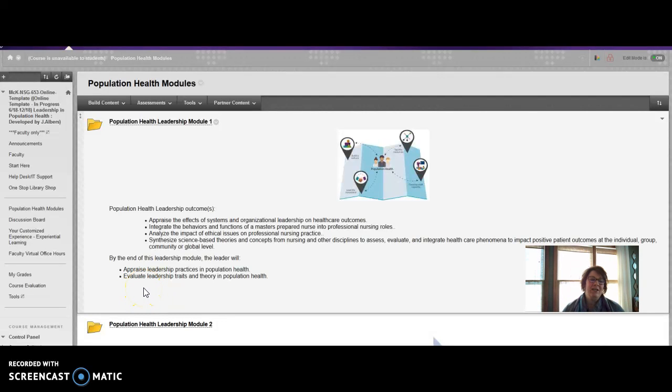Okay, we're going to take a look at Population Health Leadership Module number 1. In this one, we're really going to provide the baseline in looking at different types of leadership and overall leadership in population health. So let's go ahead and take a look at the module itself.